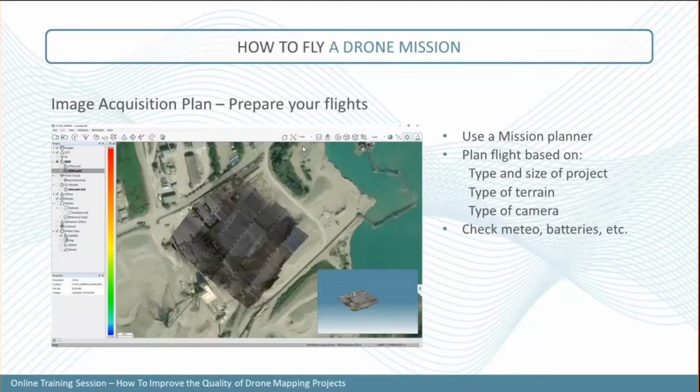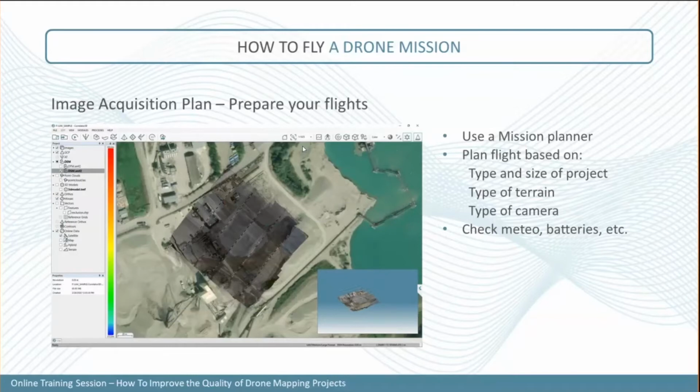Now we've talked a bit about the hardware. Let's talk about how to fly a drone mission. First and foremost, you should use a mission flight planner to fly your mission. This way, you'll have a proper overlap, and it's going to be really simple to set up your flight mission. If you're targeting an area, also always survey just a bit more than this area. This way, you'll make sure that you cover your whole project area.